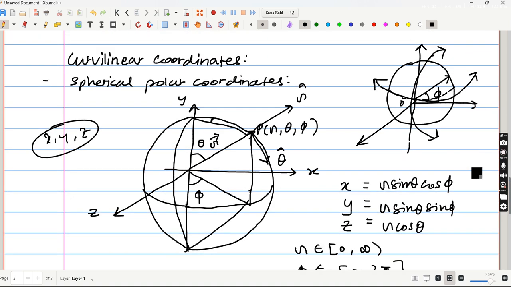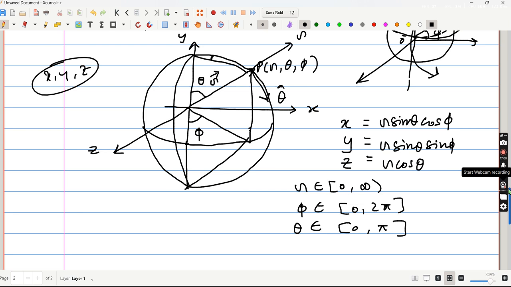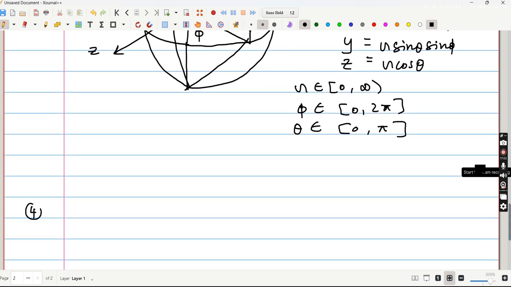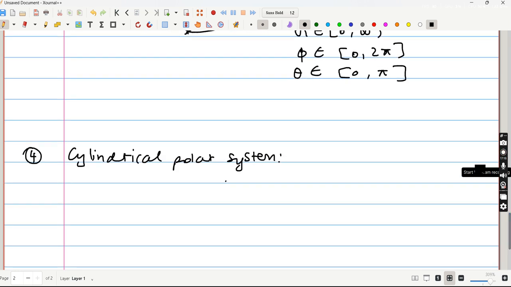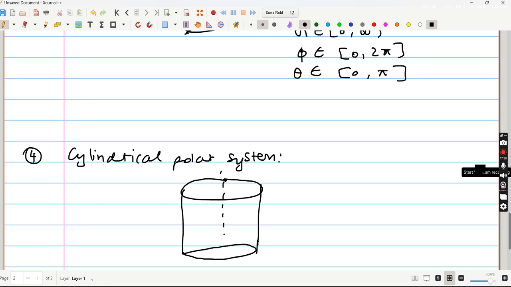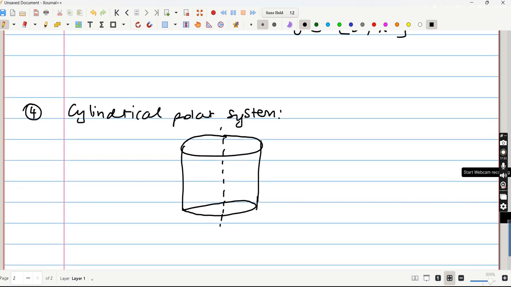Okay, next is your cylindrical polar system. So basically, as the name suggests, it's all a cylinder. So again, you have to see how an object can move in a cylinder. Generally, if you have a cylindrical symmetry, as you will see later, we will deal with Gaussian surfaces and so on. So again, this is a cylinder.